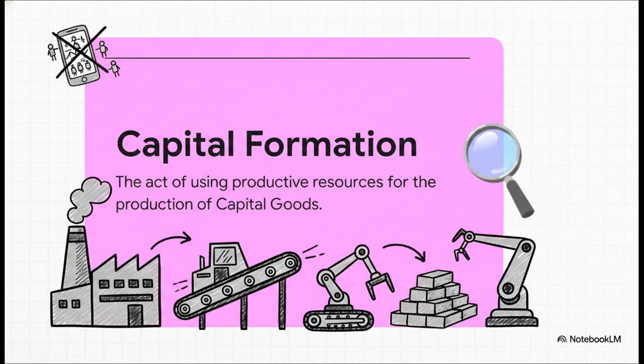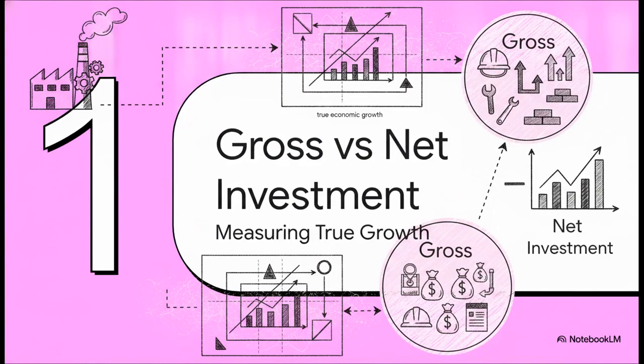In our blueprint, investment is the act of using productive resources for the production of capital goods. Think physical machinery, equipment, and buildings. It's the concrete, the steel, and the technology that literally allows us to produce tomorrow's goods and services. To really understand this industrial blueprint, we need to know how we measure true economic growth. That brings us to Section 1, Gross versus Net Investment.